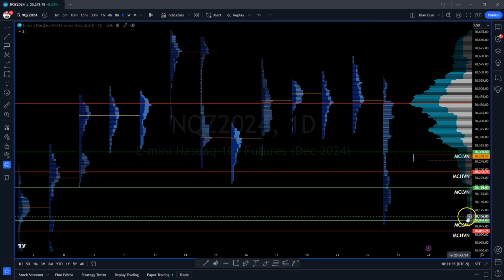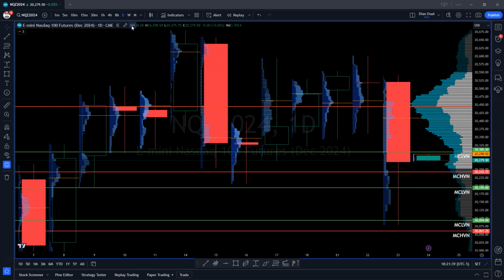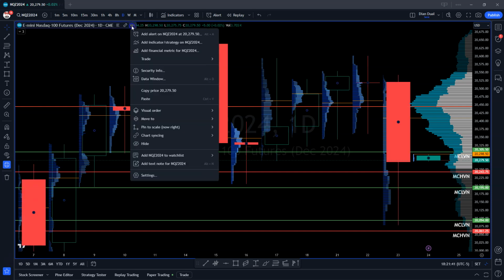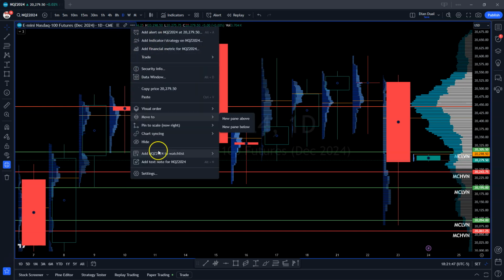So, high time frame volume profile, daily time frame profiles. How did I make that chart? I just deleted the daily candles and put on a daily profile. So if I deleted the daily candles, what did I do here now?